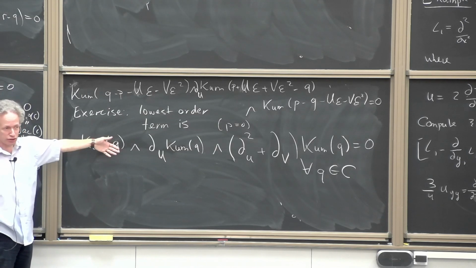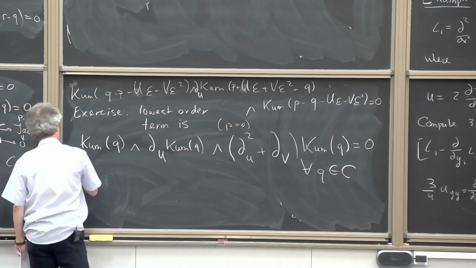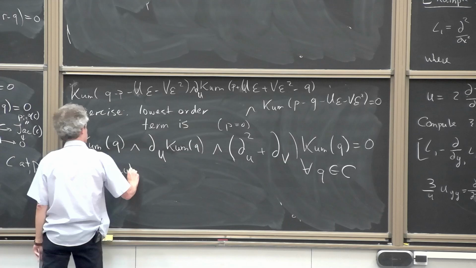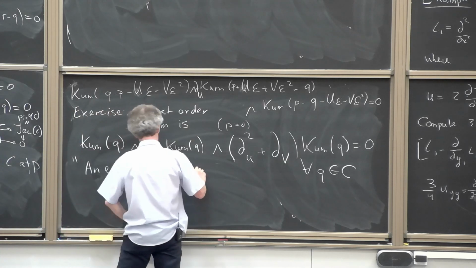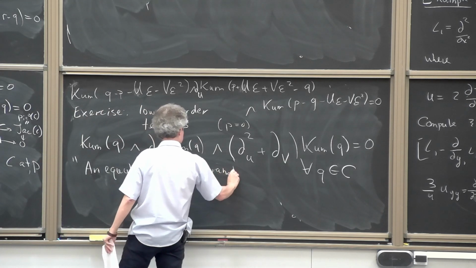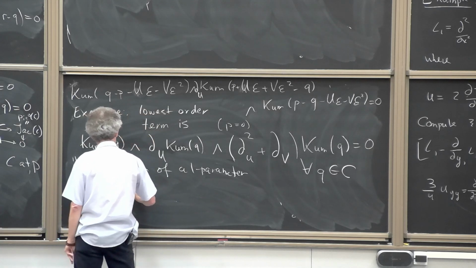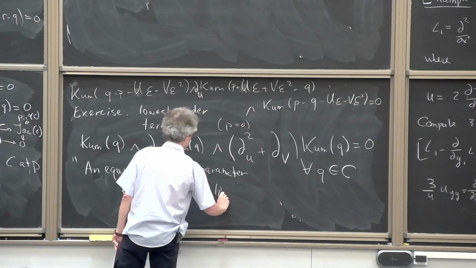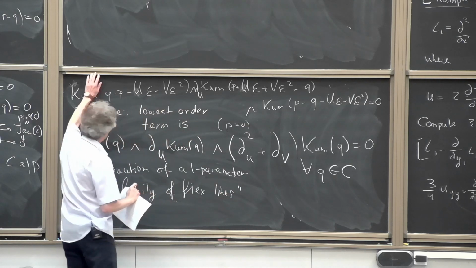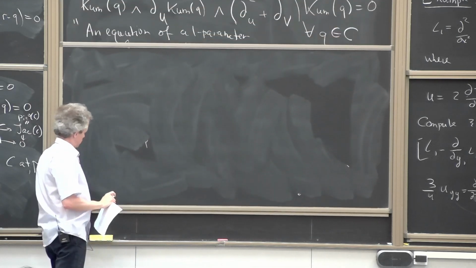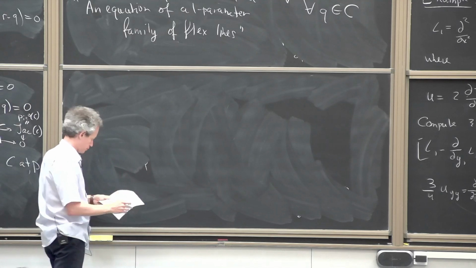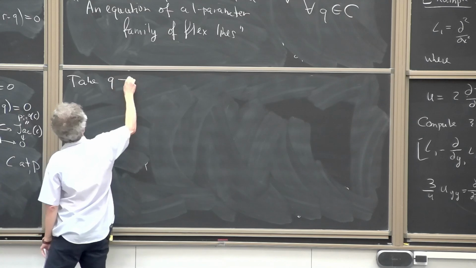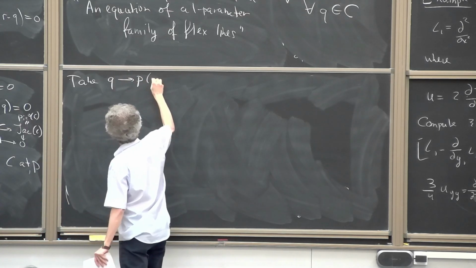I'm taking Kummer image at Q, right? But now I can take the limit. So this is an equation of a one parameter family of flex lines. So as a point Q approaches P, which is 0, this is a flex line at the point Q. But now I can take Q to go to P, which is 0, right?